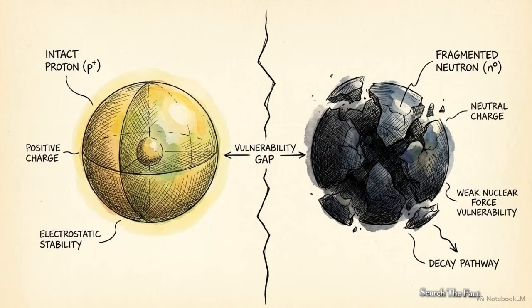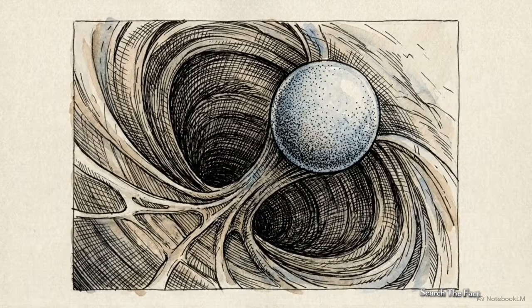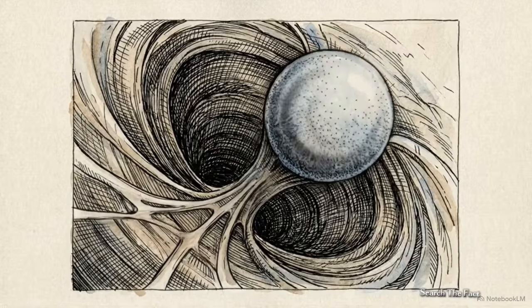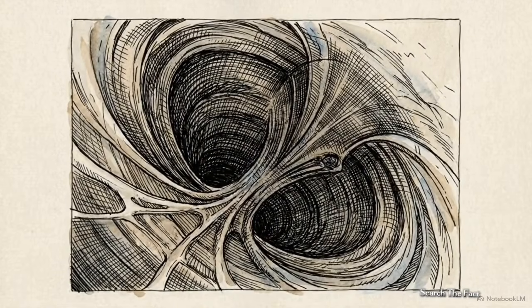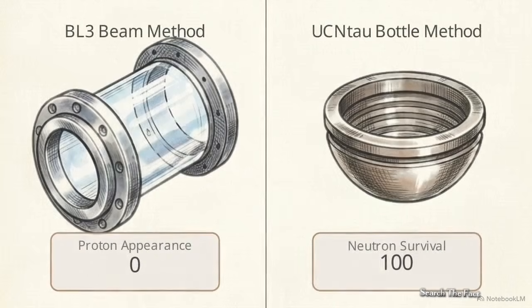These two counting metrics, proton appearance in the beam and neutron disappearance in the bottle, create a critical vulnerability in the data. Consider a dark sector decay. What if a neutron doesn't decay into a visible proton, but instead vanishes into an invisible dark matter particle? This maps the dark decay hypothesis.